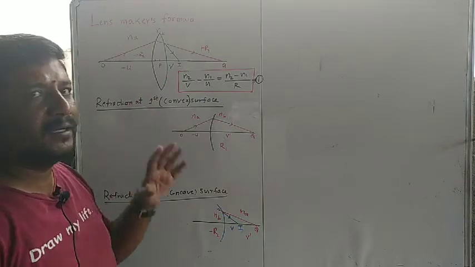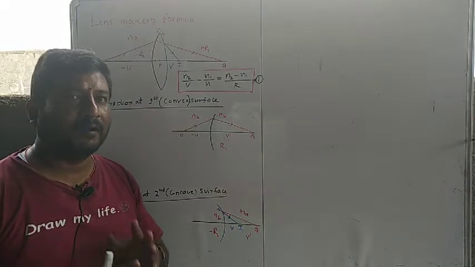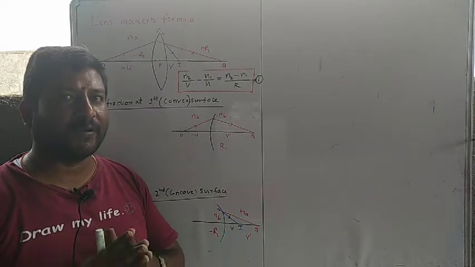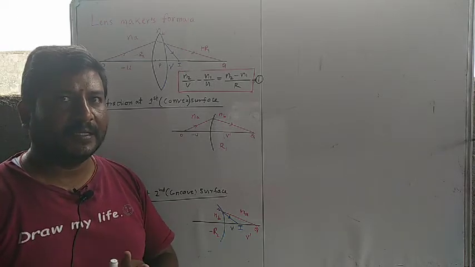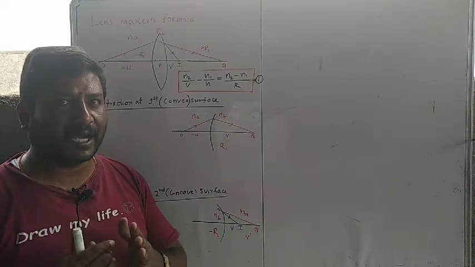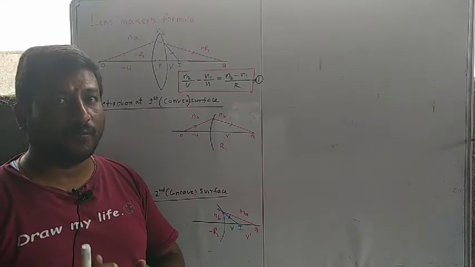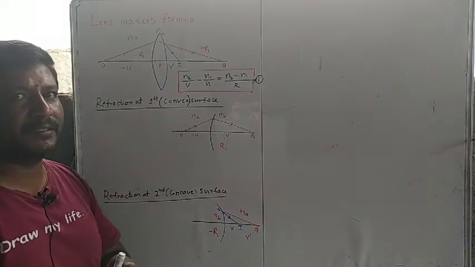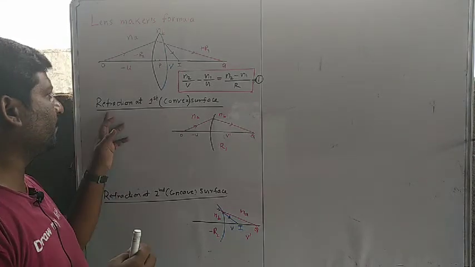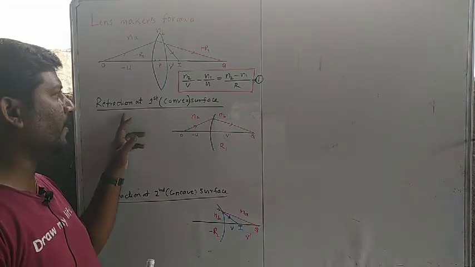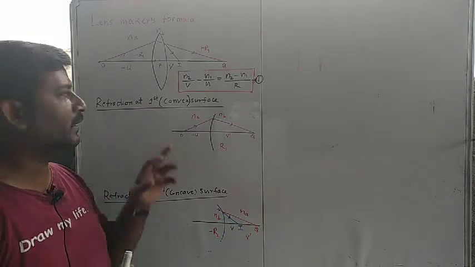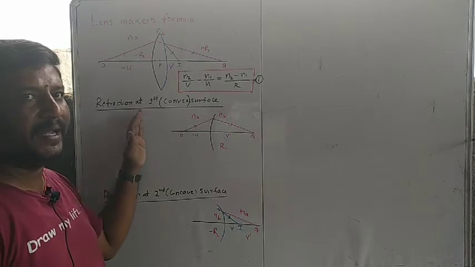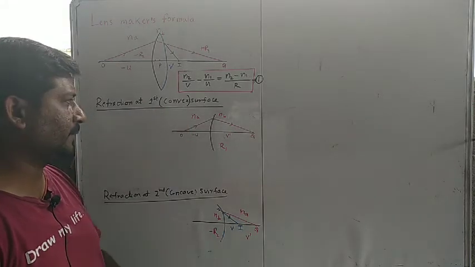And here there will be 2 times refraction takes place to form the final image at I. So let me discuss the first refraction, or the refraction at first surface or convex surface.